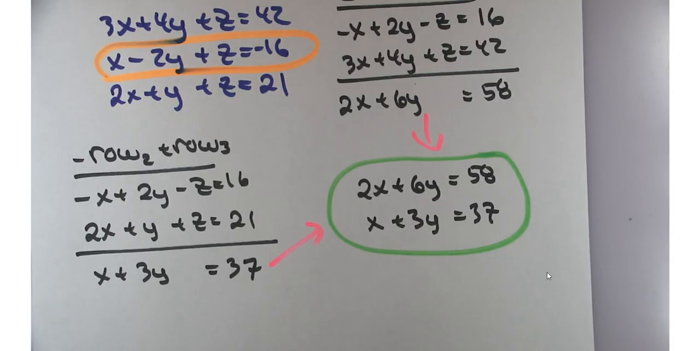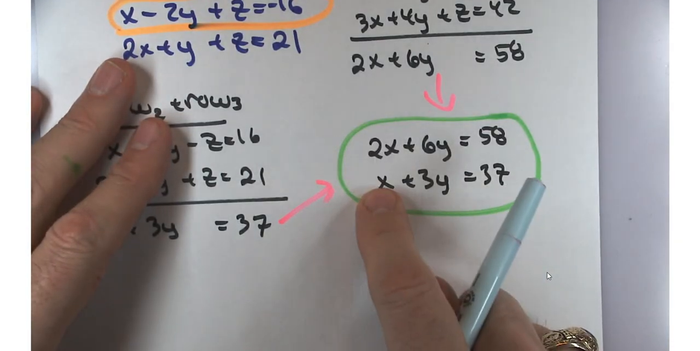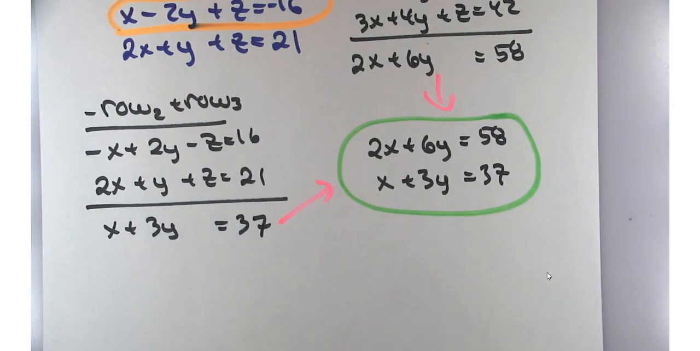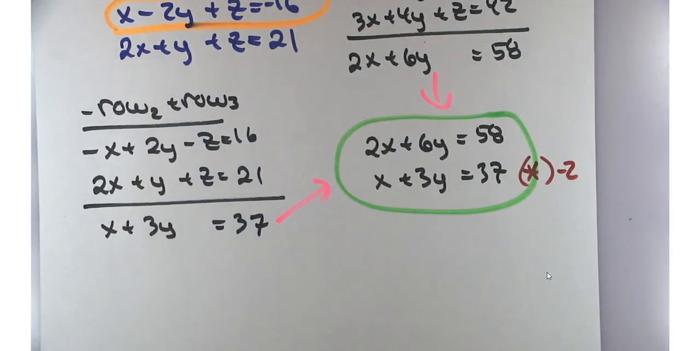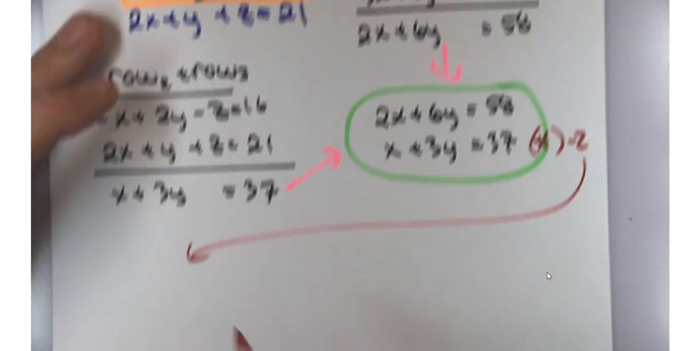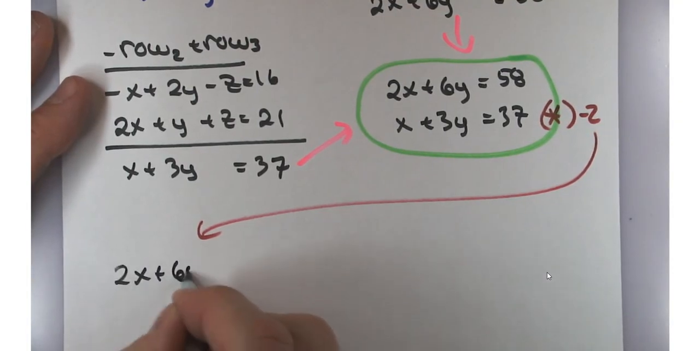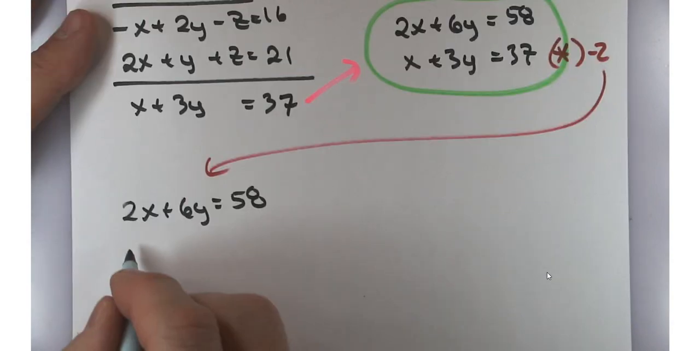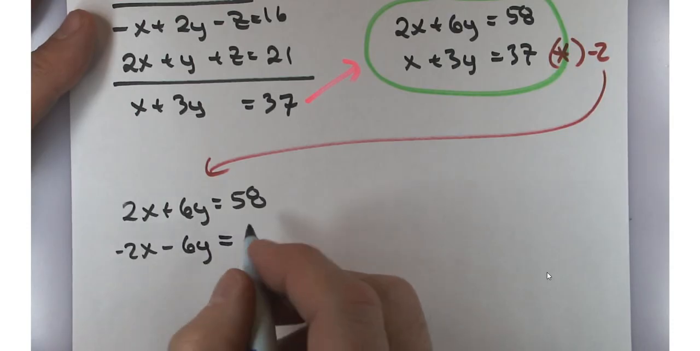Okay. Well, let's see. Tell you what, I know you wanted to do the substitution method, but what I'm seeing is that if I multiply this bottom equation by -2, I get some nice cancellation. So I'm going to do it this way. I'm going to multiply that bottom equation by -2, and let's see what happens here. So I'll end up with 2x plus 6y equals 58, and add that to -2x minus 6y equals -74.